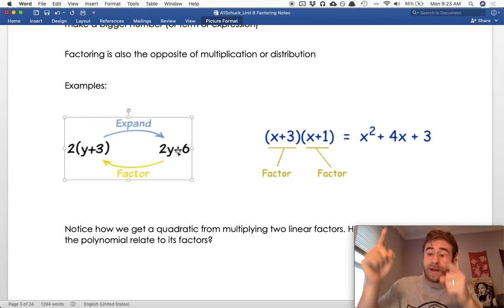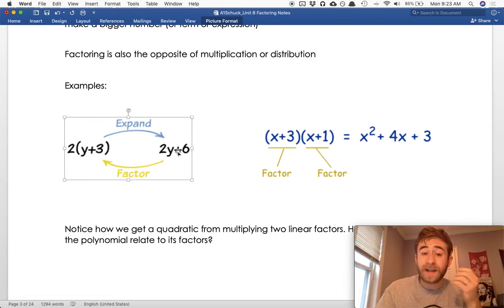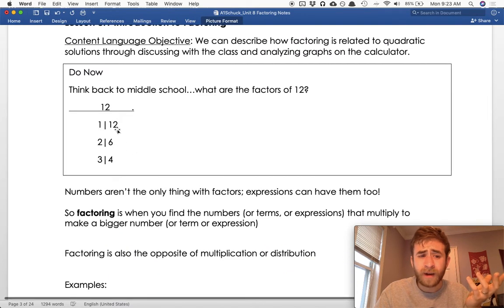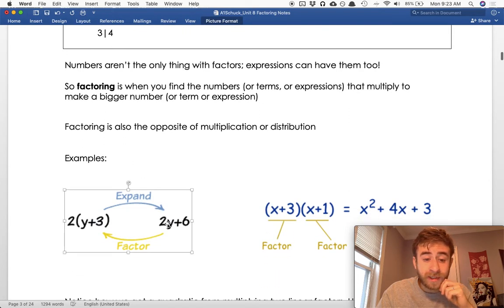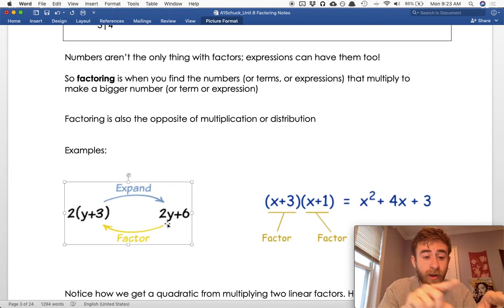To factor is doing the opposite of that. What two things can I multiply that make up 2y plus 6? And so I factor out, I split away the 2 from the y plus 3. It looks a little bit different, but if you think about it, from our do now, I had 12. I can split it apart into a 1 and a 12, or I can split it apart into a 2 and a 6. Here I have a 2y plus 6. I split it apart into a 2 and a y plus 3.